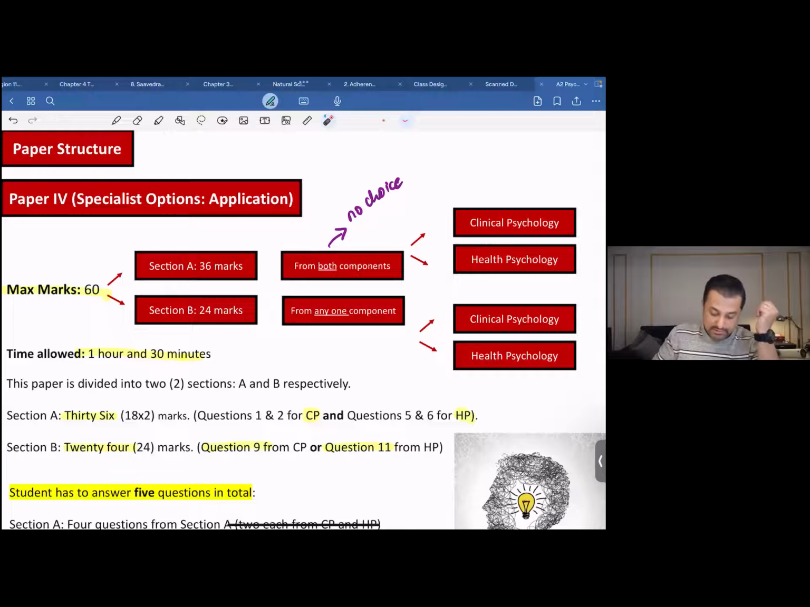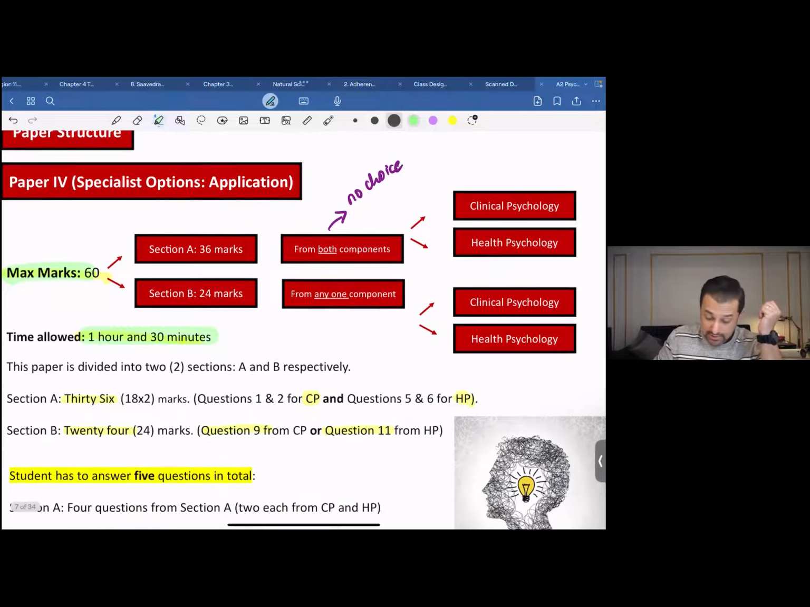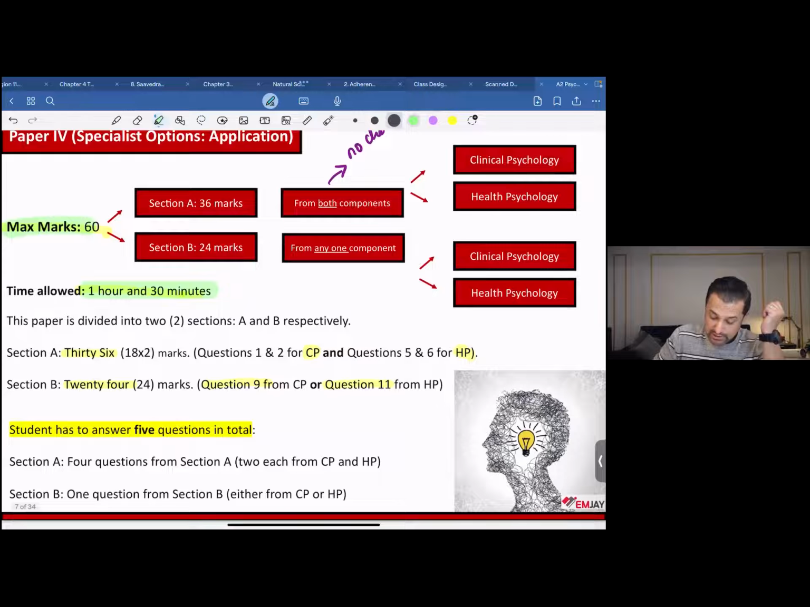So again, this paper is of 60 marks. This paper is of an hour and 30 minutes. The paper is divided into 2 sections, A and B respectively. Section A is of 36 marks. That comprises 2 questions of 18 marks each. Question number 1 and 2 have to be attempted from clinical psychology. Question number 5 and 6 have to be attempted from health psychology, right?